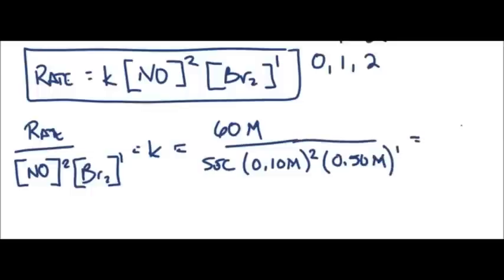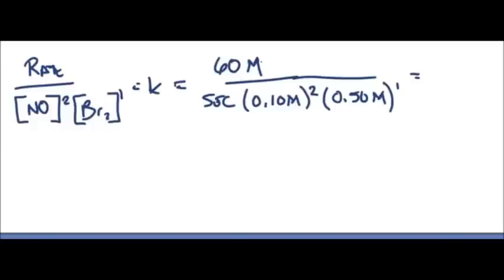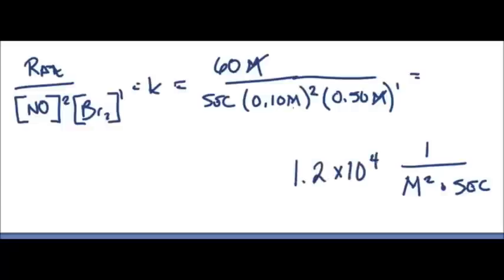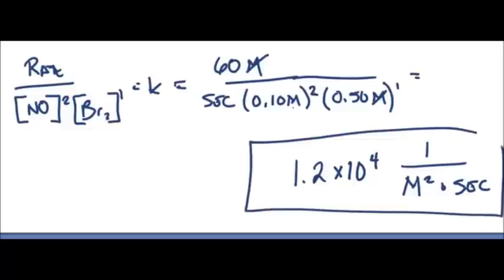So before we get a number here, let's find out what our unit is. So our unit, the molarity is going to cancel out. We have molarity squared and seconds on the bottom, so we're going to have 1 over molarity squared seconds. And then let's type this in on our calculator. So 60... I think that's 12,000. So 1.2 times 10 to the 4. And there's our value for K.